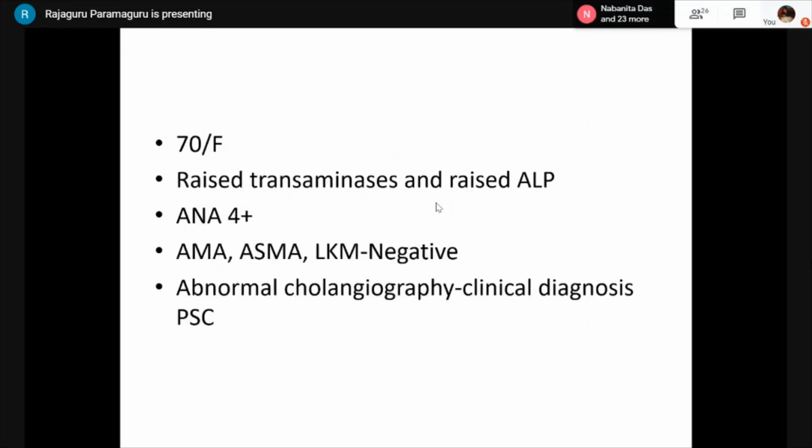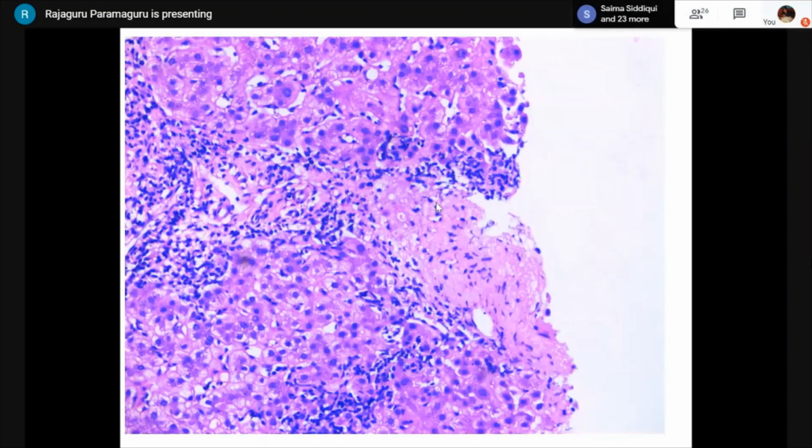So before dealing with another challenge, I'm going to show you a case of a 70-year-old female with raised transaminases and raised ALP. ANA is 4+, AMA is negative, and the other antibody profiles are also negative. Only there is ANA positivity, and there is abnormal cholangiography. Clinical diagnosis is PSC. So here you go, this portal area. You see a lot of lymphoplasmacytic cells over here.